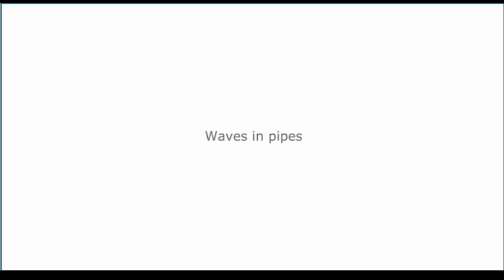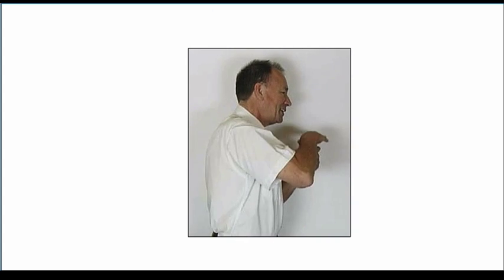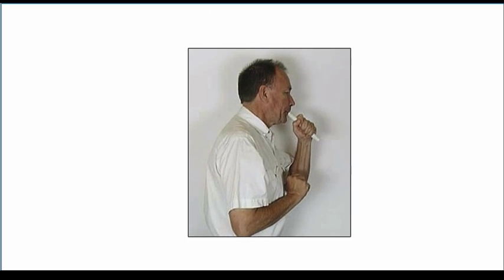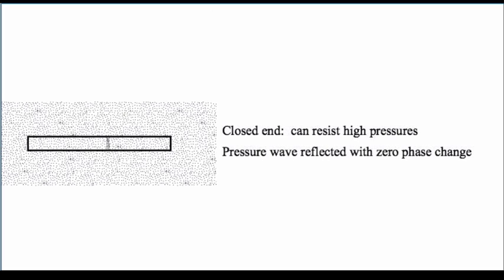Pipes have resonances that we can excite in different ways. Let's picture the reflection of a pressure pulse. At a closed end, the air can't move, so the compression pulse can only move back along the pipe. So the pressure wave is reflected with a phase change of 0. At a closed end, the displacement must be 0, so the displacement wave has a phase change of pi.